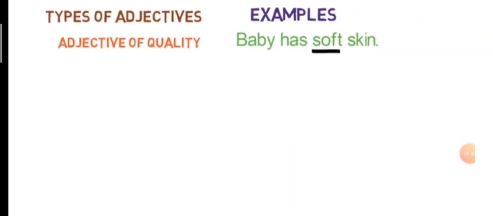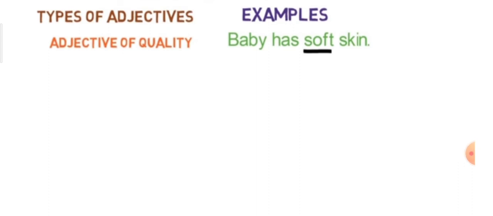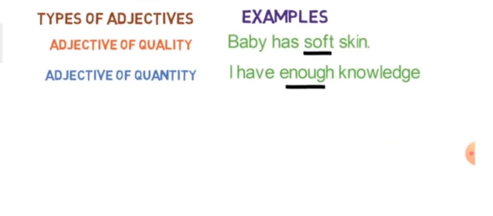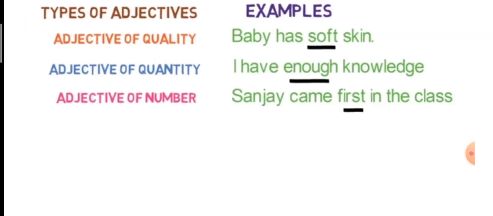So now we have learned all kinds of adjective. Have a look, we'll revise it. The first kind of adjective was adjective of quality. Baby has soft skin. We are describing the skin, we are giving quality, it's kind of soft, so it's adjective of quality. The second kind, adjective of quantity. I have enough knowledge. I'm giving the quantity, so it's adjective of quantity.